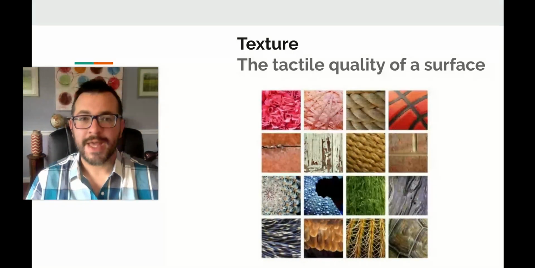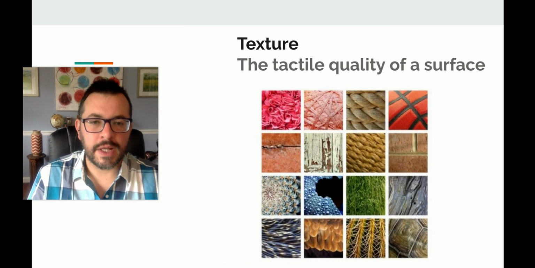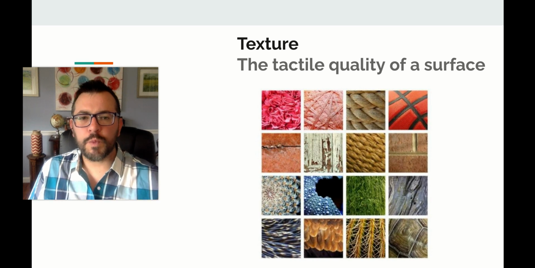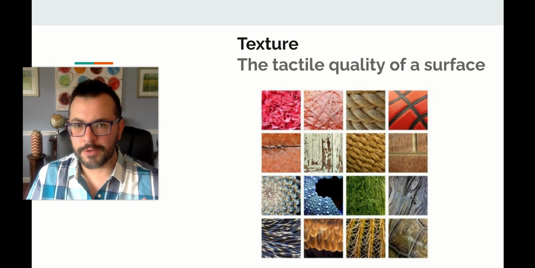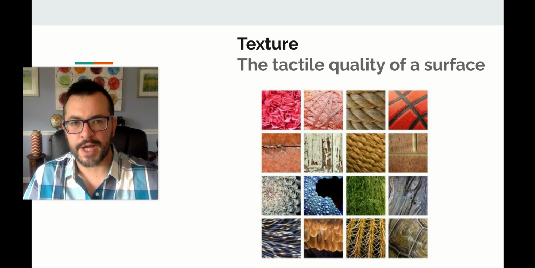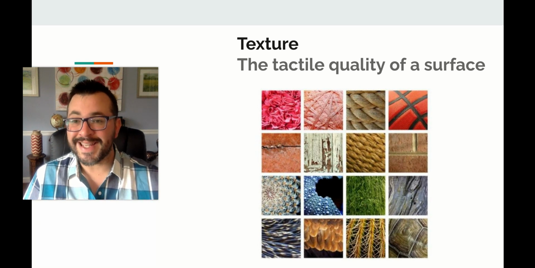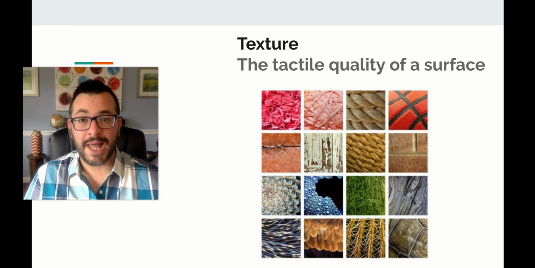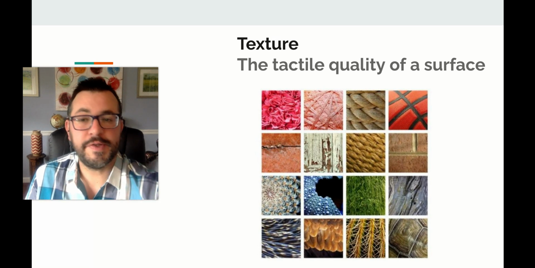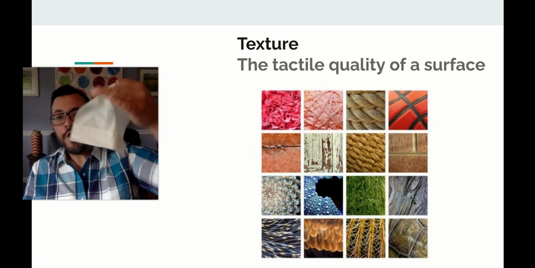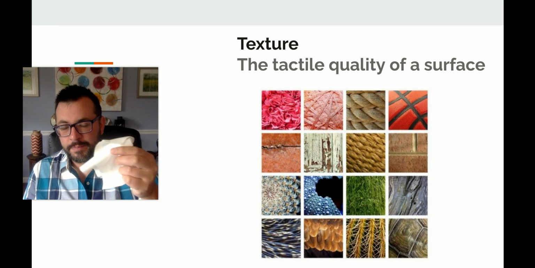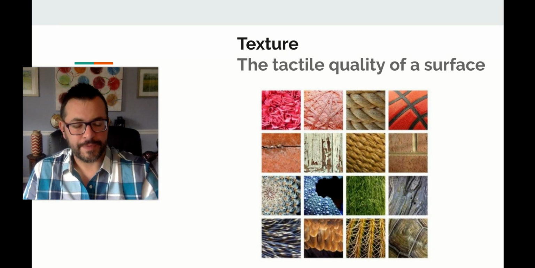And texture is the tactile quality of a surface. Now that means what a surface feels like, right? Tactile is the sense of touch. So what does a surface feel like? That's its texture. Now texture can be actual or implied. So the actual texture is really picking something up. This tissue really is soft because I can actually touch it.